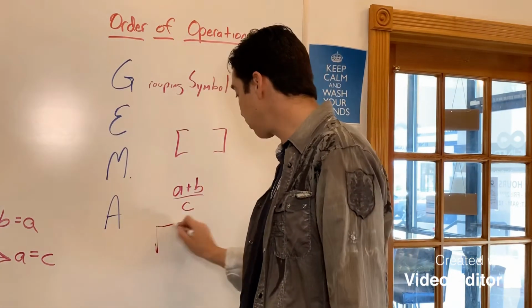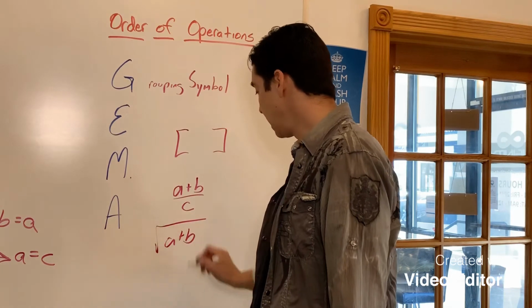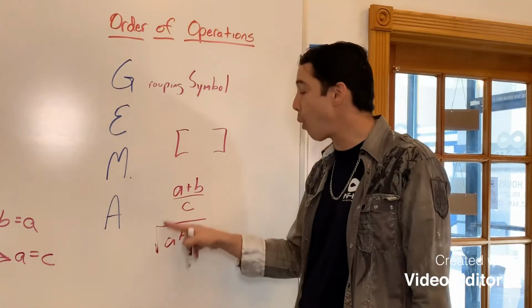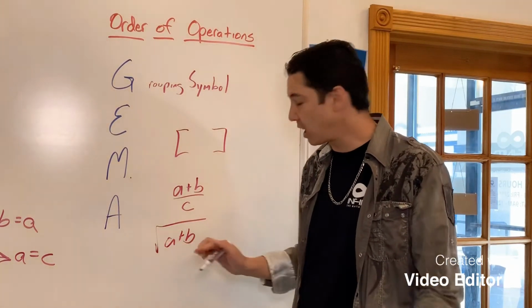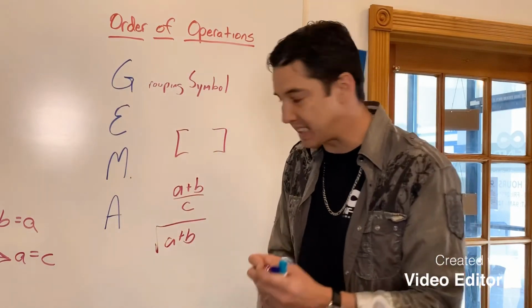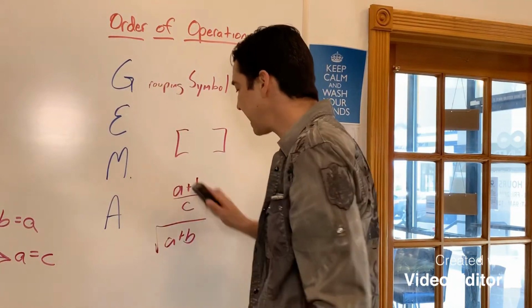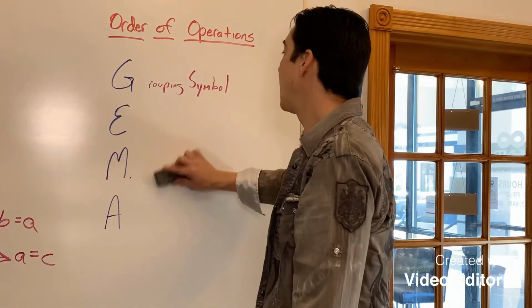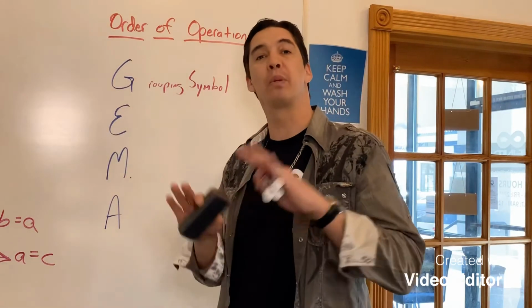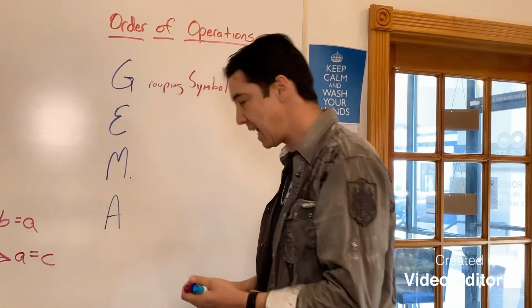Same thing with the square root, a plus b. You would still add before you take the square root because this is a form of a grouping symbol. That's why I don't like parentheses or P. I like G for grouping symbol, which encompasses all grouping symbols.